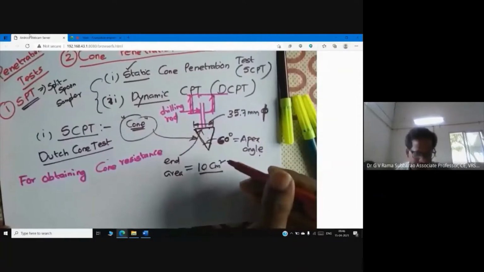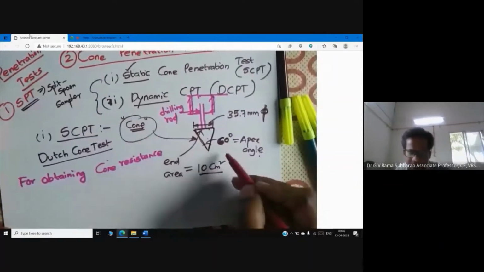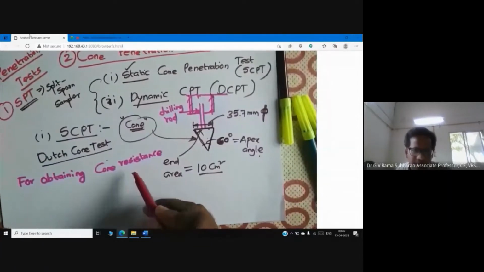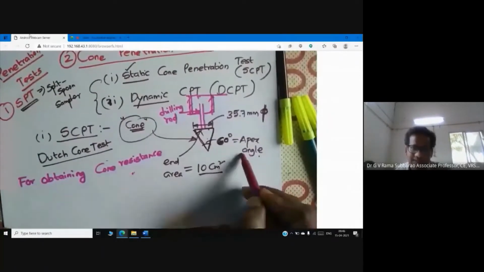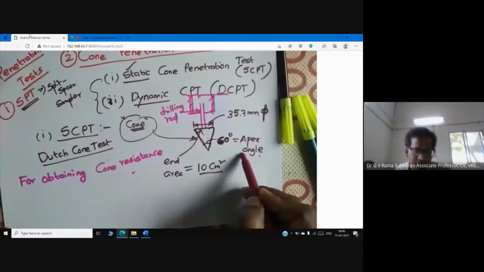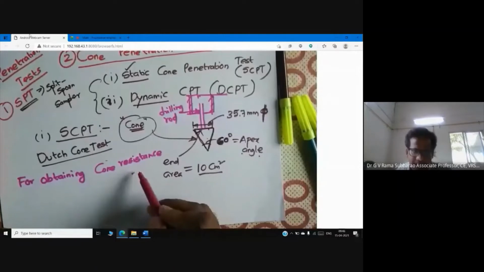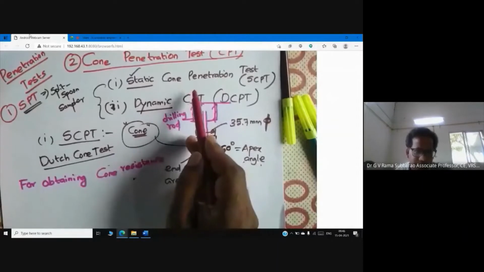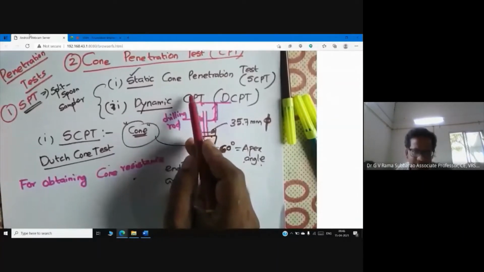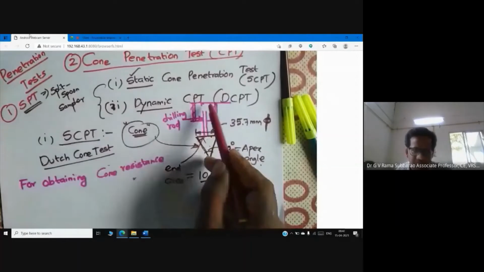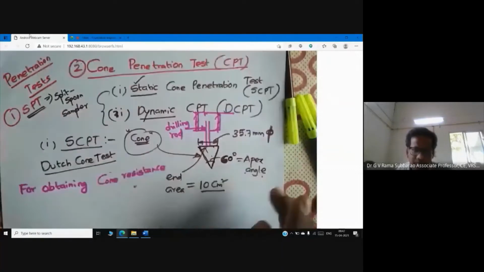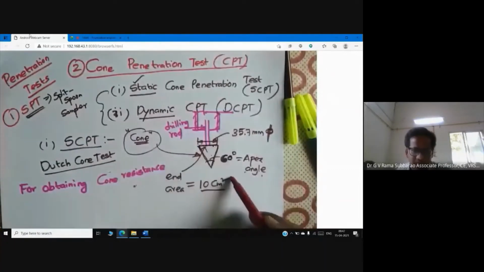For example, if the cone resistance is more, obviously we can say the soil is strong. If the cone resistance is less, we can guess, being an engineer, that the soil is soft. The idea of penetration test: if the penetration resistance is more, the soil stiffness is more. If it is less, the soil is softer, whether it is standard penetration test or cone penetration test. But remember, in cone penetration test, we are penetrating a cone into the soil.